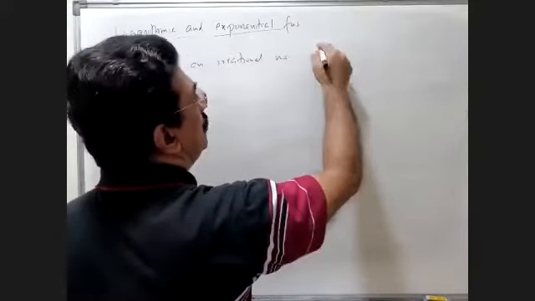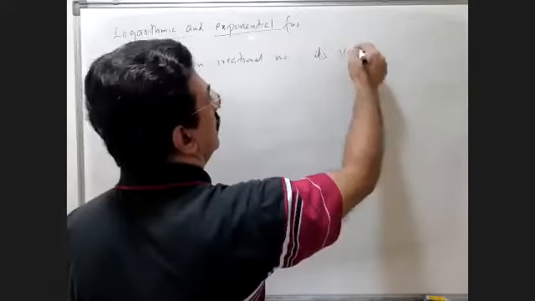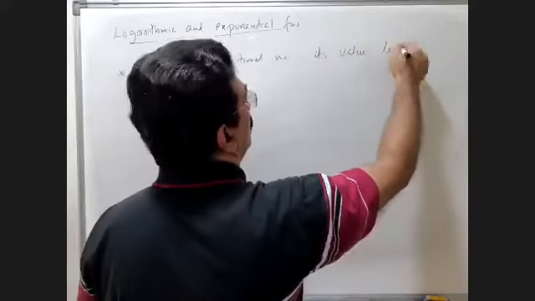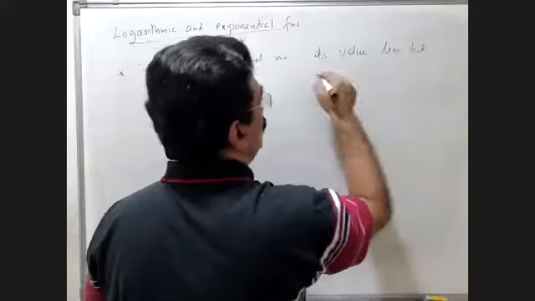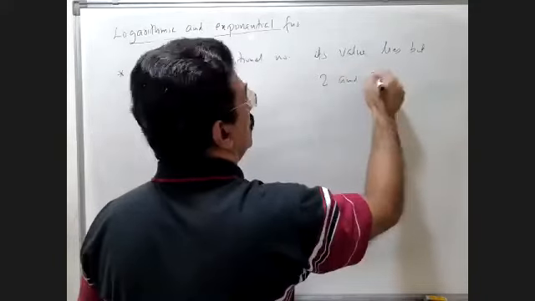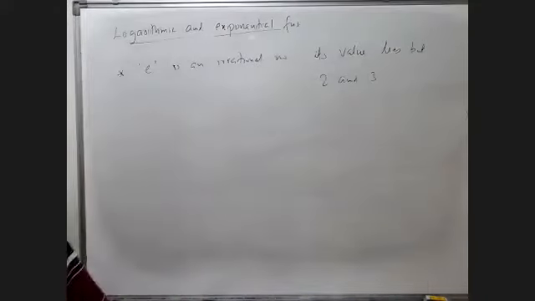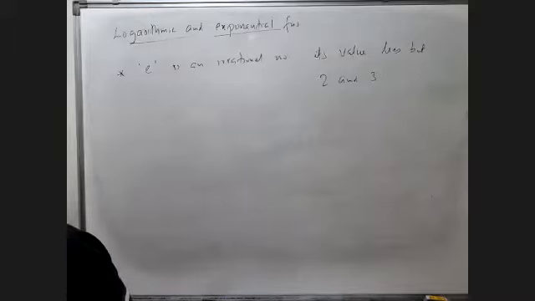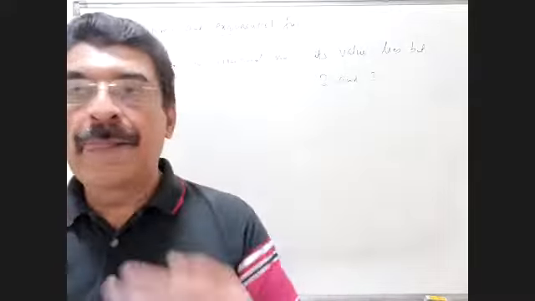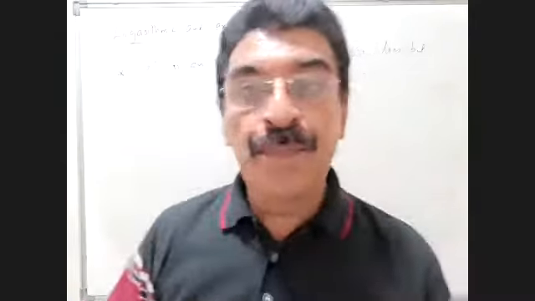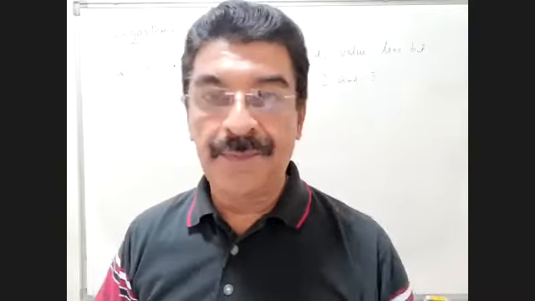Its value lies between 2 and 3. See, you know pi is an irrational number, pi.